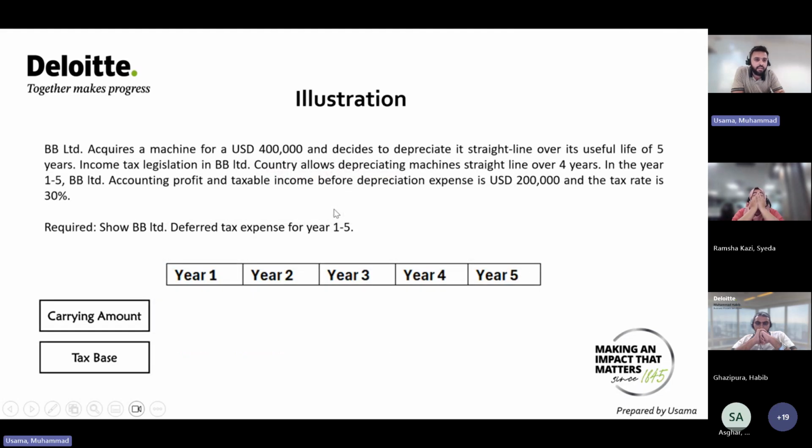Moving further, I have made an illustration to understand more about the deferred tax. I made it simpler and I'm using depreciation in the example to make it easy to understand. So I have an example. Can anyone read this for me?